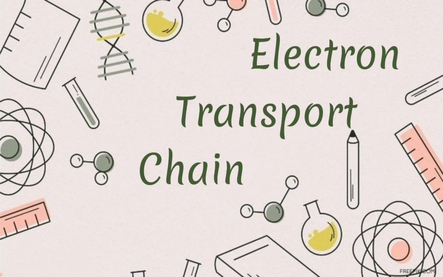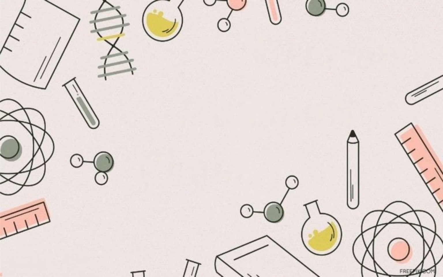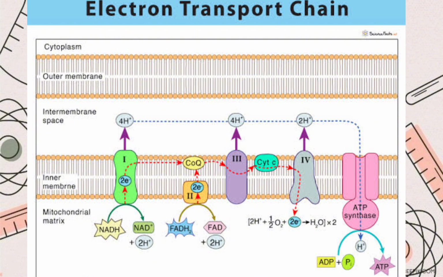Now let's move on to the last stage of cellular respiration, which is the electron transport chain. The electron transport chain can be divided into four key processes, which are: first, the transfer of electrons by NADH and FADH2 to complex 1 and 2 respectively. Second, the establishment of an electrochemical gradient by proton pumping and movement of electrons through the chain. Third, splitting of the oxygen molecule to form water. And lastly, generation of ATP molecules by ATP synthase.